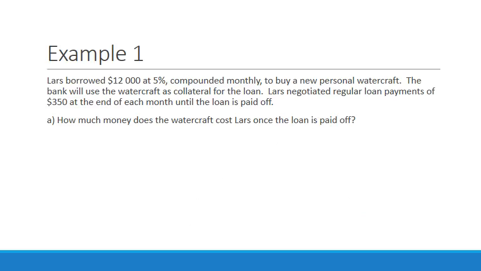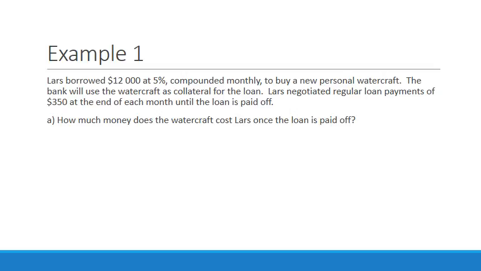Example 1. Lars borrowed $12,000 at 5% compounded monthly to buy a new personal watercraft. The bank will use the watercraft as collateral for the loan. Lars negotiated regular loan payments of $350 at the end of each month until the loan is paid off. Part A. How much money does the watercraft cost Lars once the loan is paid off?